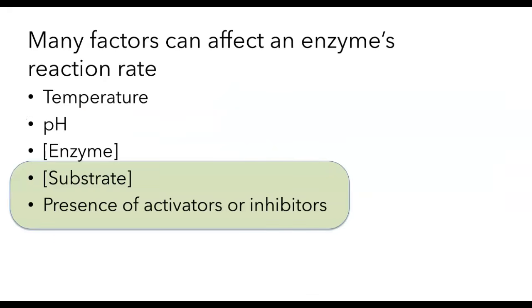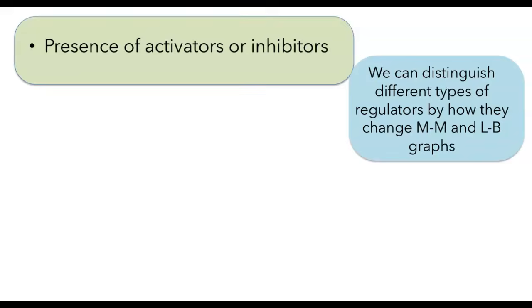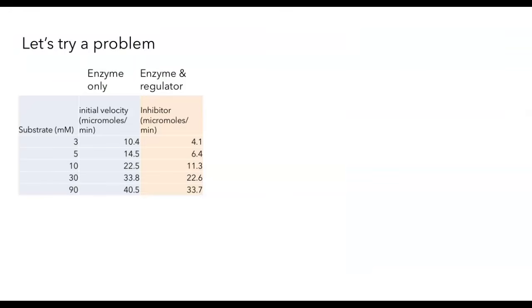All right, well, why would we care? Remember how I said that enzyme kinetics are affected by activators and inhibitors? We can distinguish different types of regulators by how they change the Michaelis-Menten and Lineweaver Burk graphs. And I've got a little cheat sheet here showing you the effects of some types of enzyme regulators on Km and Vmax. It's not a comprehensive list. There are some inhibitors that I've left off here, but it's a good start. All right, let's try a problem and see if we can figure out what kind of regulator we've got.